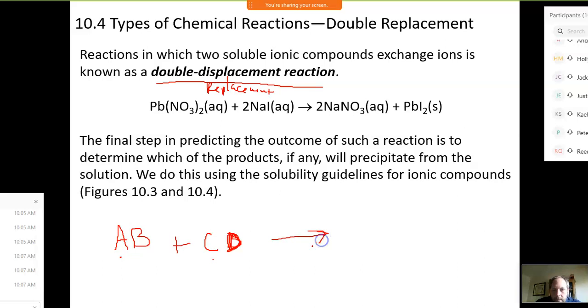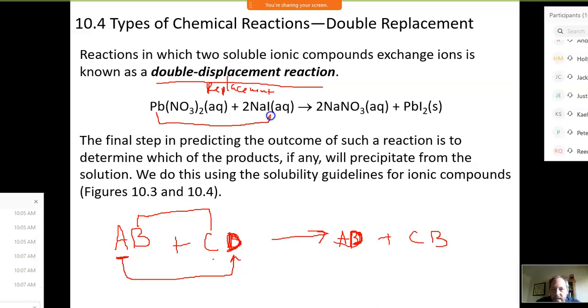What a double replacement reaction is, they basically swap each other, so that the cation here pairs up with the anion over here. So we form AD. My D's look like B's today, apparently. And then my C pairs up with B. So the lead pairs up with the iodine to form lead iodide, and the sodium pairs up with the nitrate to form sodium nitrate.